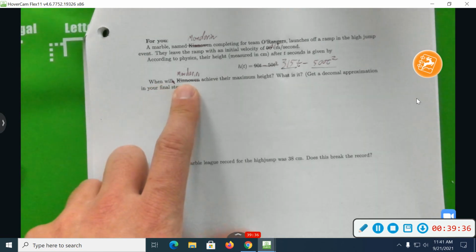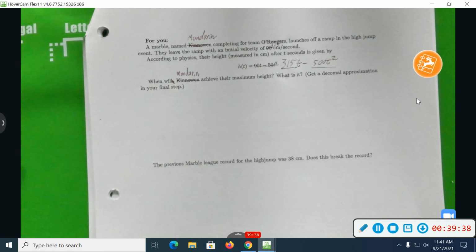At what time will this marble mandarin achieve their maximal height? What is the maximal height that this marble achieves? I guess in centimeters approximately. So, what do you think? Does this seem like a straightforward enough question? Is there anything that I wrote which is not readable?